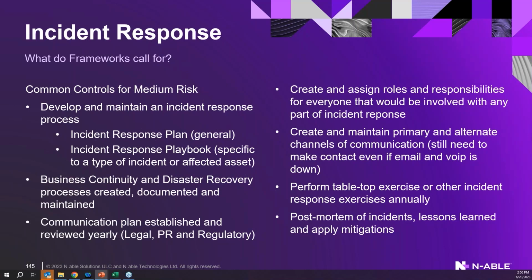Business continuity and disaster recovery processes are created and documented. You have communication plans established and reviewed yearly for the communications with legal, PR, and any regulatory agencies. Again, you do not want to be in a panic in the middle of trying to figure out what's happened, what damage is being done, and at the same time also trying to figure out, well, who do I need to call? Any questions that you can answer before the incident need to be answered before the incident.